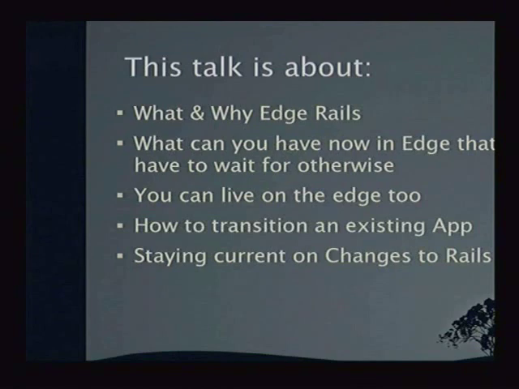This talk is about Edge Rails and what you can have on Edge Rails that otherwise you're going to have to wait for. Is 1.3 coming out, or are they going to go straight to 2? Does anybody know? What's the timeline on that? Okay, so either you can have this stuff now or you can wait a couple months. And there's going to be all kinds of new stuff coming.